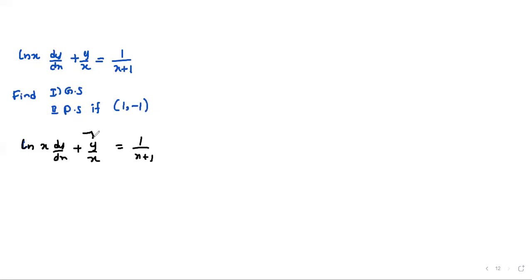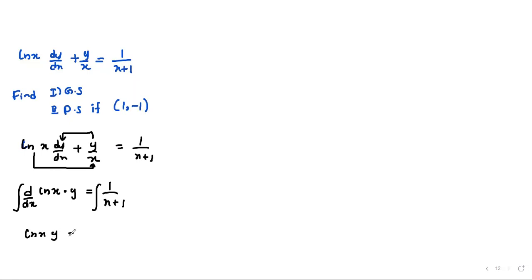Now the differentiation of y is here, not a problem. Differentiation of ln x is here, it's 1 over x. Therefore it turns up to d by dx of ln x times y, equal to 1 over x plus 1. Then integrate both sides. It turns up to ln x y equals 1 over x plus 1 integration is ln x plus 1, plus c. Therefore y is equal to ln x plus 1 plus c over ln x is the answer. So this is part A.